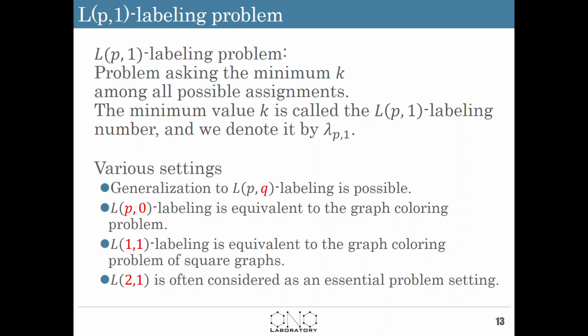There are various settings for the LP1 leveling problem. The most generalized setting is LPQ leveling, and by the definition, LP0 is equivalent to graph coloring, and L11 is equivalent to the graph coloring of square graphs. So L21 is often considered as an essential leveling problem setting. Hereafter, we will consider cases where Q equals 1 and P is 2 or more.